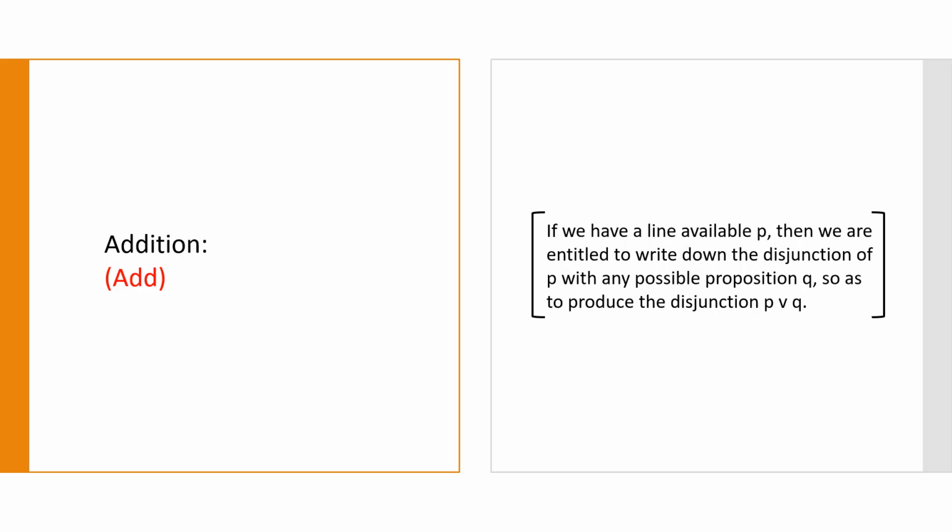Now the last rule of implication that we have to work with deals with disjunctive propositions, that is, with either-or claims. And this rule is called addition, and it's abbreviated in our proofs with the simple ADD. This rule basically tells us that if we have a line available, call it P, whatever P stands for, then we are entitled to write down the disjunction of P with any possible proposition Q, so that we can produce the disjunction P or Q.